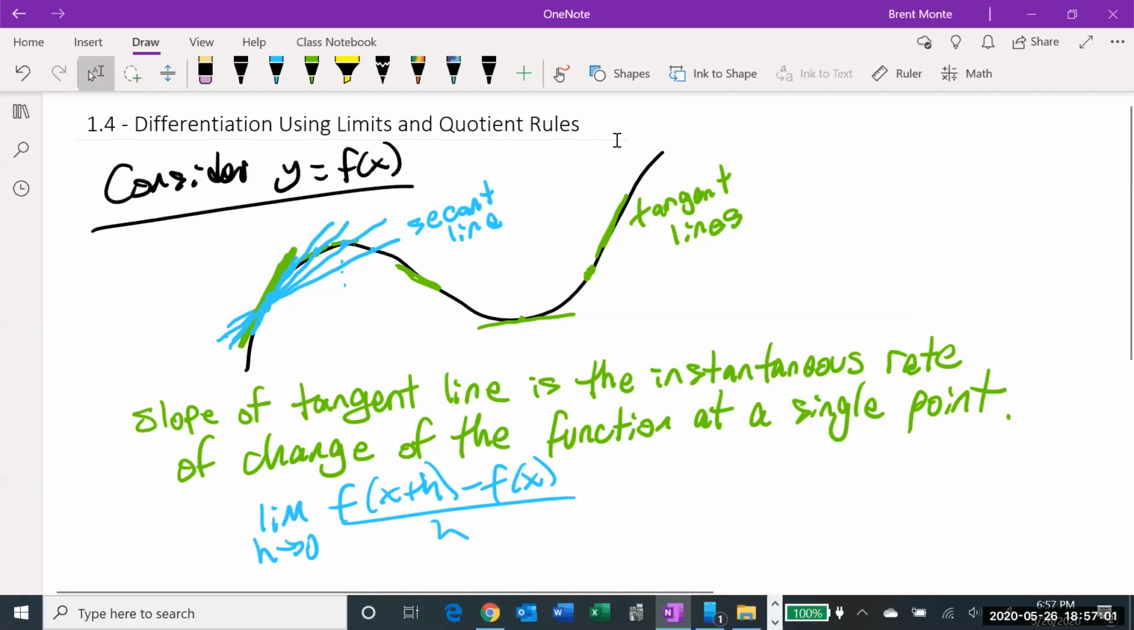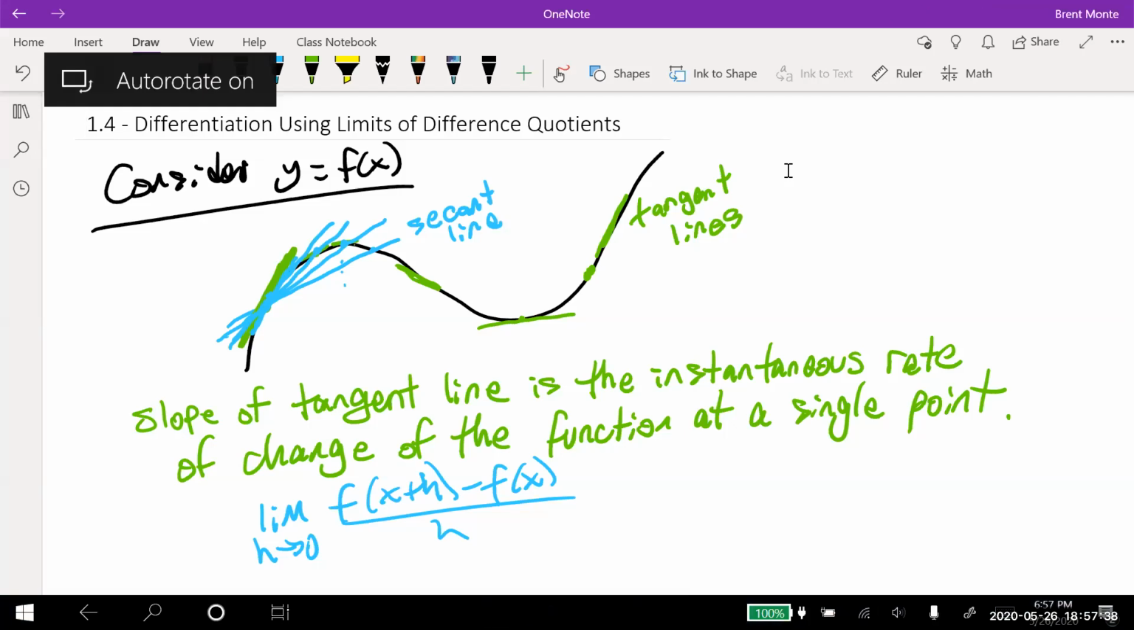Can I just go up there? Can I backspace? I can. Difference quotients. And if we spell this correctly, that would be fantastic. Okay, so it's differentiation using limits of, I still didn't spell that right, difference quotients. All right, so there's our title, differentiation using limits of difference quotients. Okay, now we know what we're talking about.